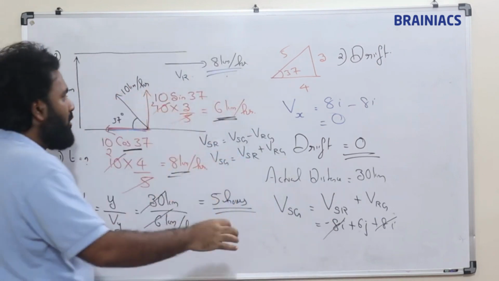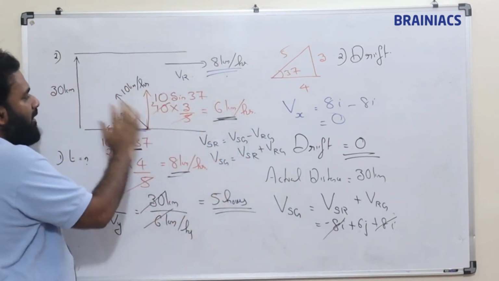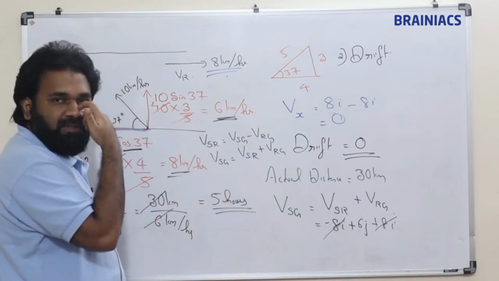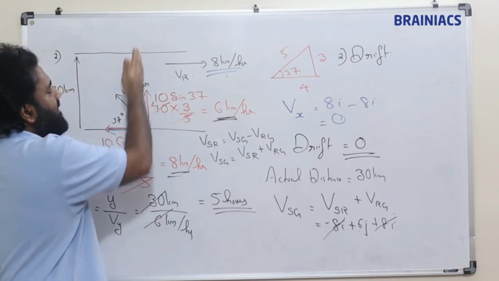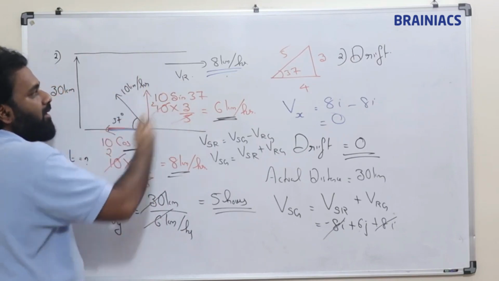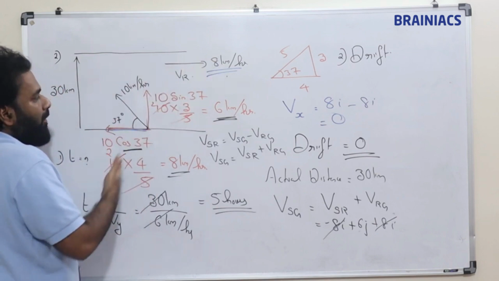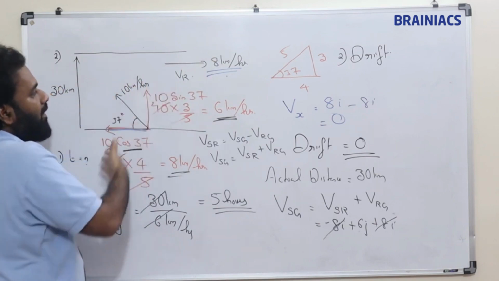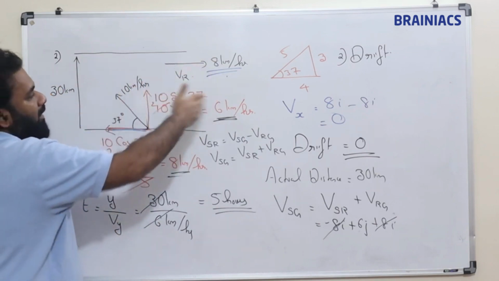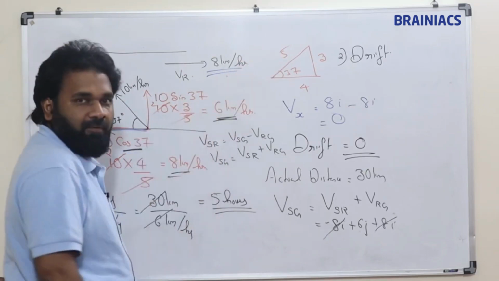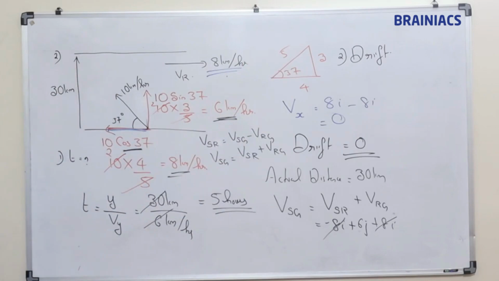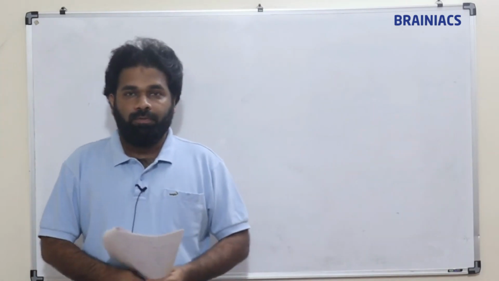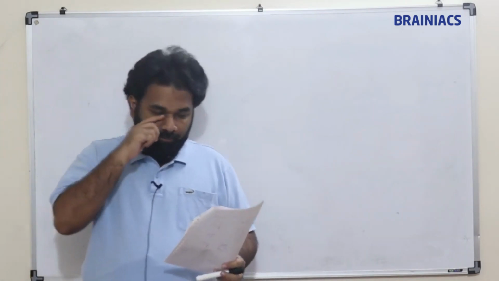Simply what we can do, just mark the given velocity of the swimmer. If necessary, if it is not exactly in the x direction or y direction, resolve them, cancel with the river, then find time. With the component in the x direction, we can find drift, we can find actual distance. All these things can be done. Okay, note it down. Okay students, so we will do another question.